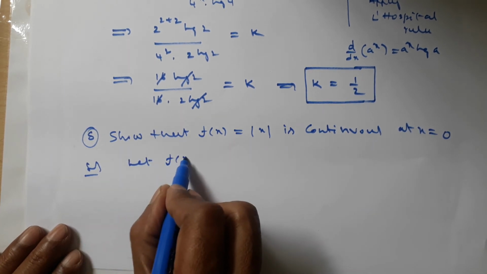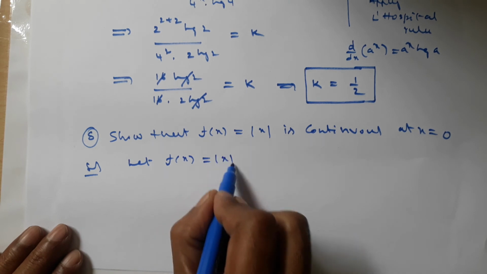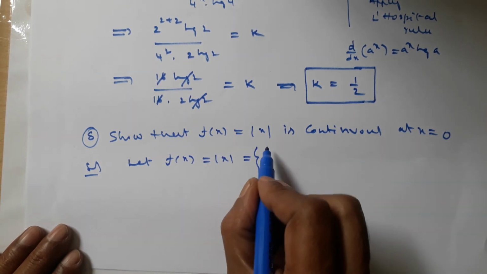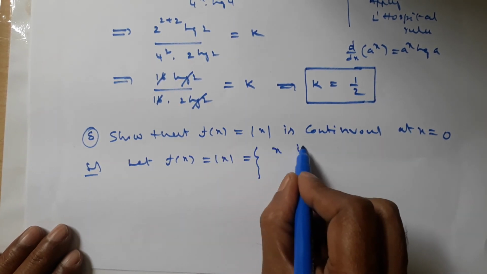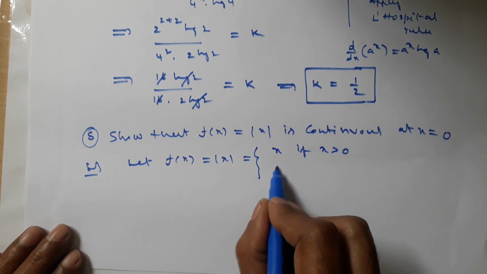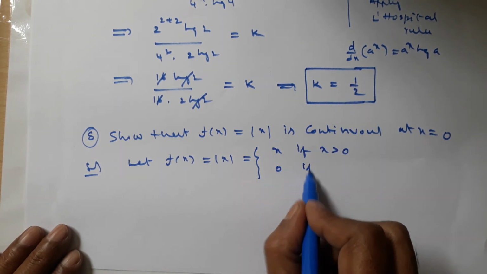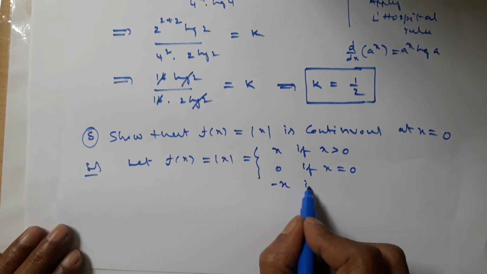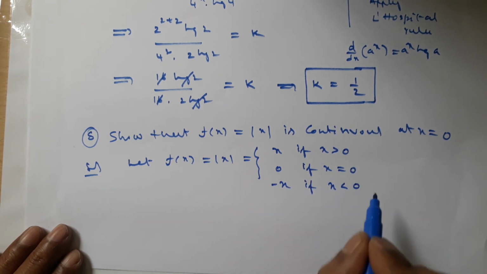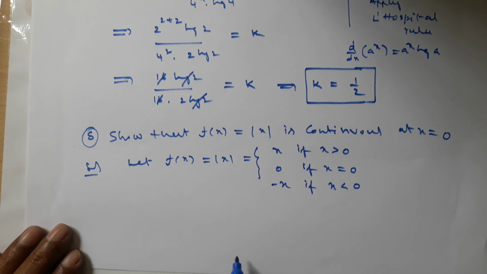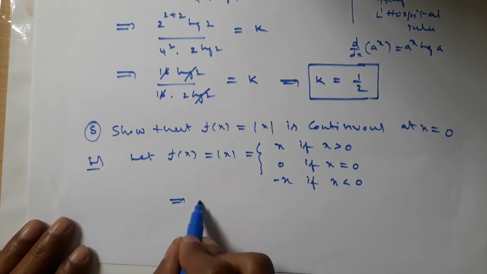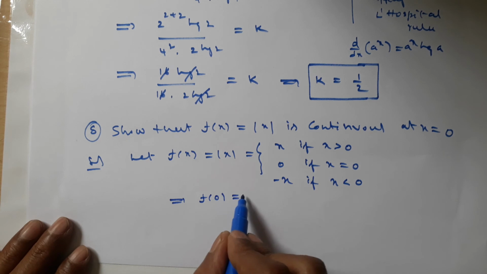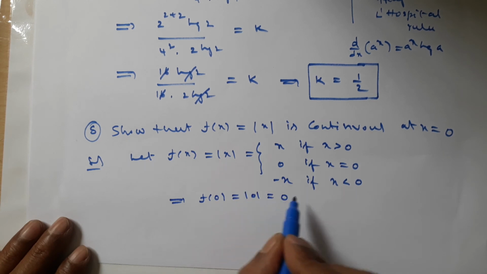Let f of x is equal to mod x. How we define this is: x if x greater than 0, 0 if x is equal to 0, minus x if x less than 0. The modulus function is defined like this. So what is the f of 0 value now? f of 0 is equal to mod 0 is equal to 0 itself.